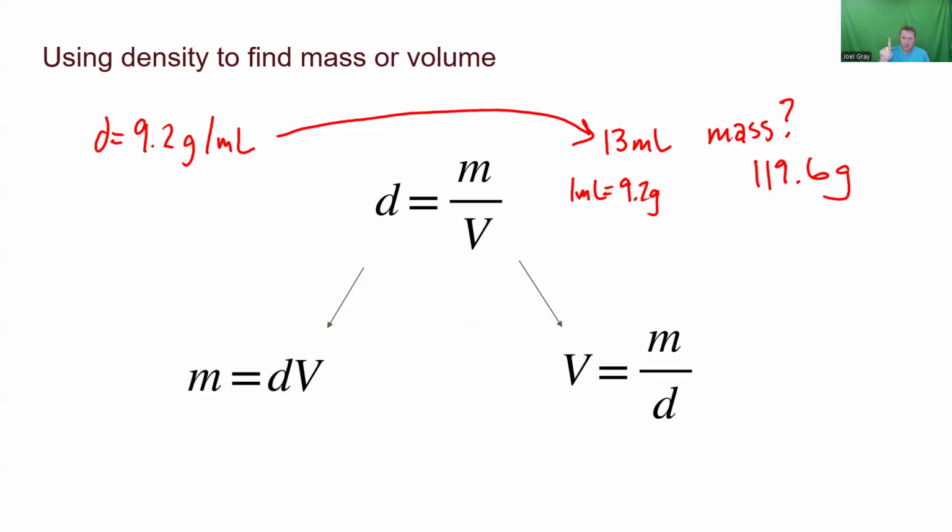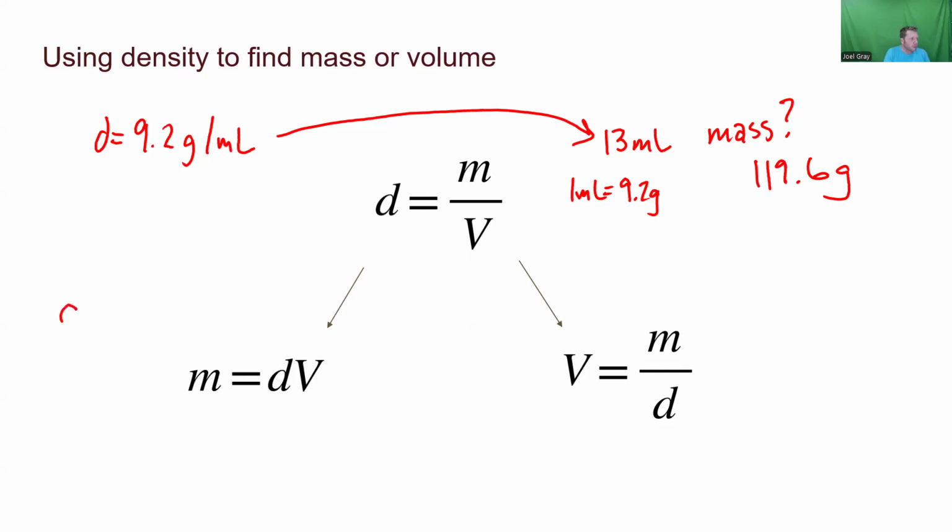Because each milliliter, I always like to think about these things as little cubes. Each of those 1 mil or 1 cubic centimeter cube is 9.2 grams. So if you have 13 of them, you have a total mass of 119.6 grams.